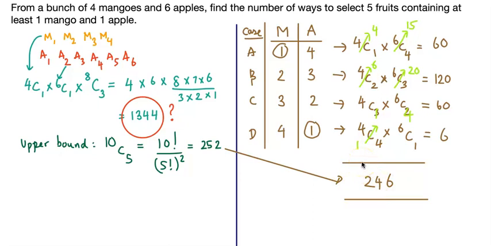But what I cannot understand is what was wrong with this method. This seemed perfectly correct, right? So you have 4 mangoes, you want to pick one. You have 6 apples, you want to pick 1 apple. And then of the 8 remaining fruits, you want to pick 3. So 4 times 6 times 8C3 is 1344. And why is this number so high? What exactly went wrong here?